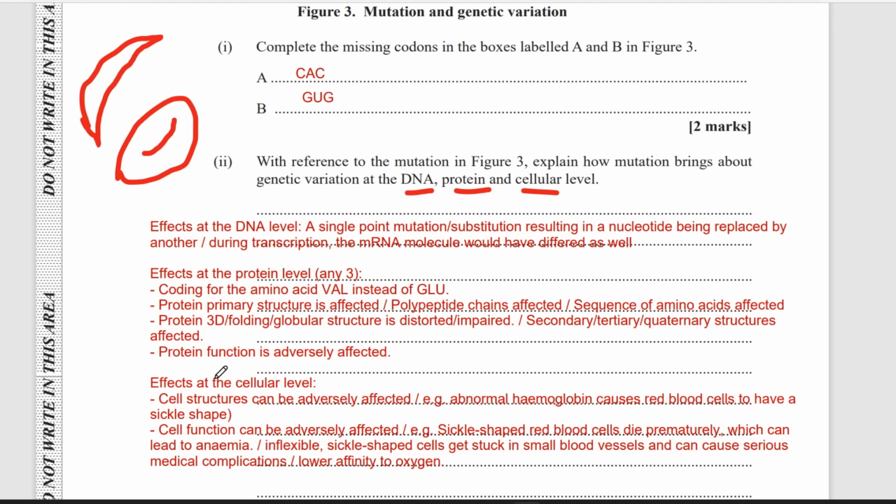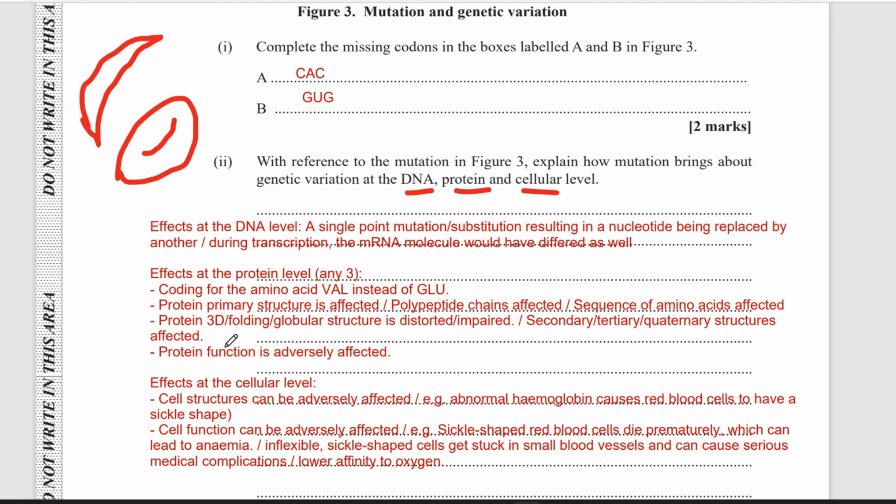So at the cellular level, what's going to happen? If the protein structure is going to change, the cell structure is going to change. So the cell structure can be adversely affected. You see, it's from the ground up. You do the thing wrong in the beginning, it's going to echo and go up, and you're going to get worse and worse. In this case, abnormal hemoglobin causes red blood cells to have a sickle shape. You don't need to put that there, but that's the example I give. If the structure of the cell changes, again the function is going to be affected.